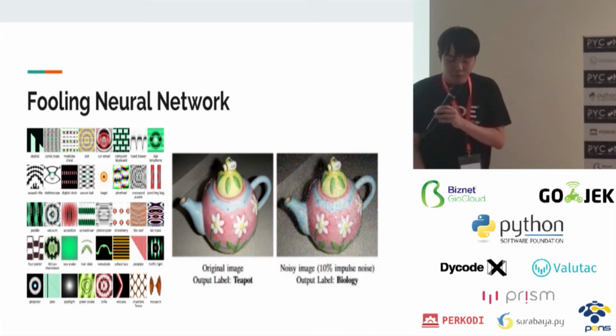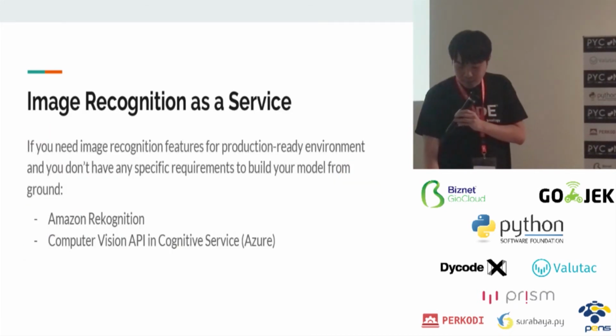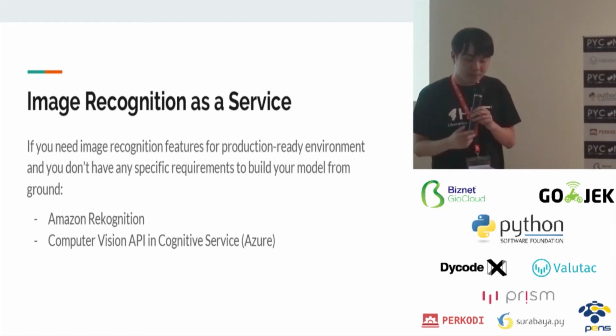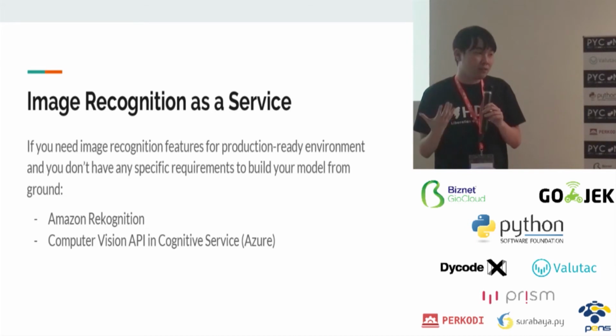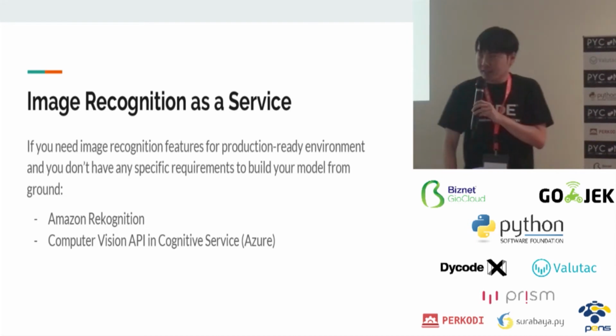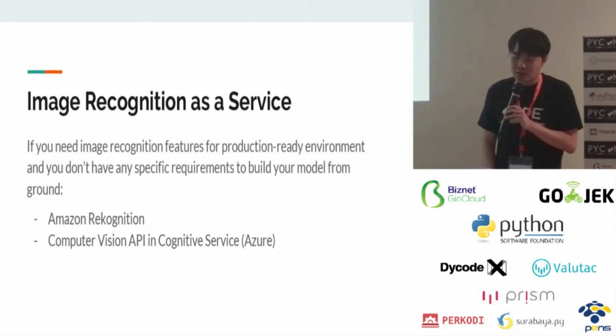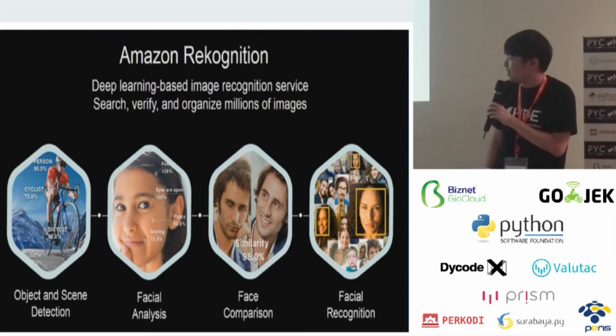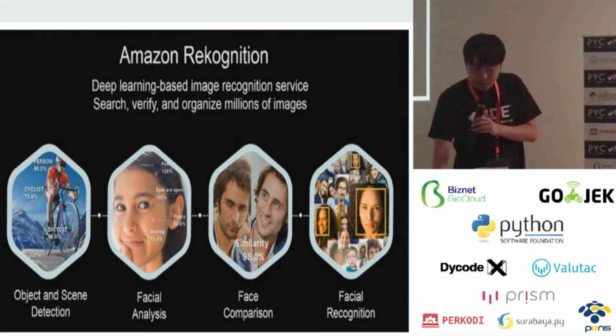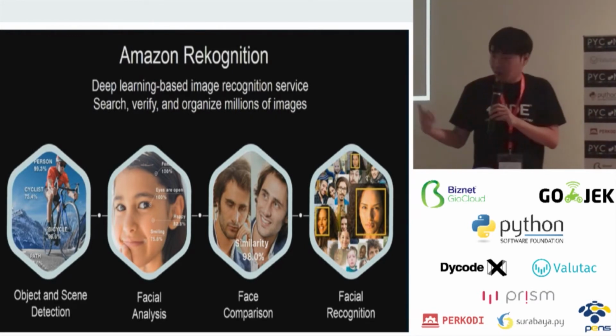So that's one way to fool the neural network. If you are interested in using image recognition and you don't need specific requirements, such as you only want to detect face expression for sentiment analysis, I suggest you to use online web services such as Amazon Rekognition, or you can use Microsoft Azure Computer Vision API in the cognitive service, because they can do a lot of things which are pretty useful for you.